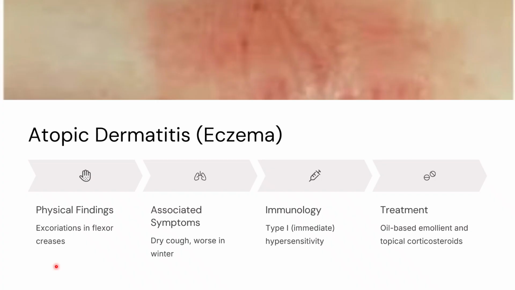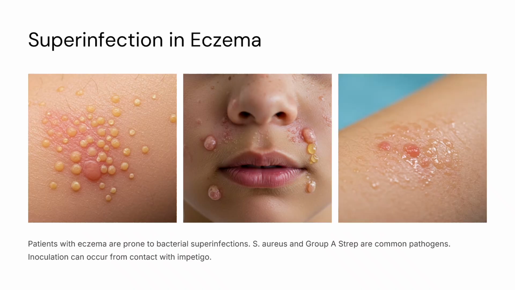So atopic dermatitis patients have cough variant asthma, which is a dry cough that is worse in the winter, and this is type 1 hypersensitivity along with excoriations in the flexor regions. What is the treatment? Oil based emollients will help. They will help to reduce the itching, and topical corticosteroids will also help because this is mainly allergic.